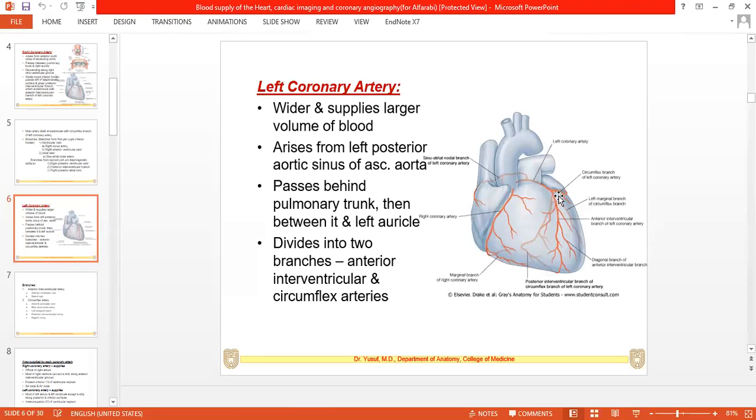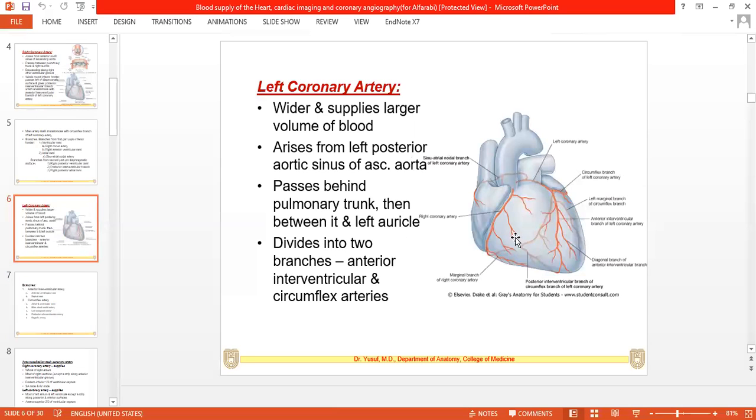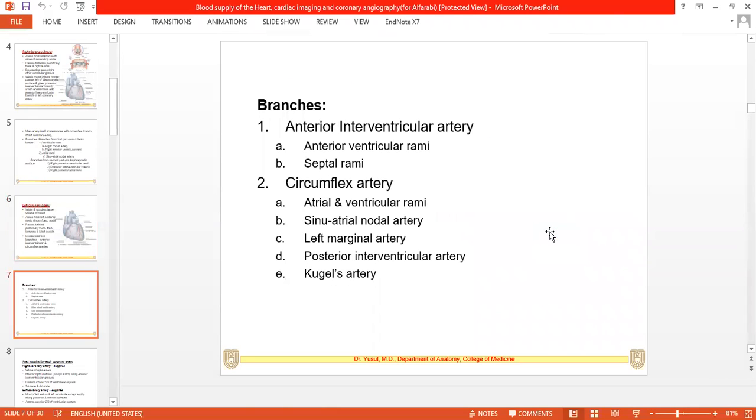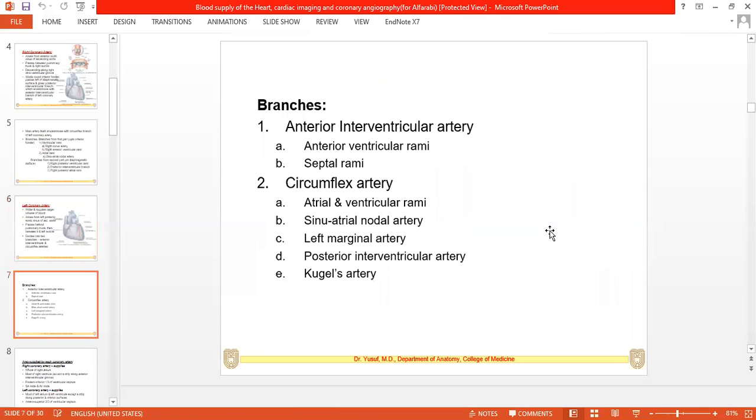Two important branches. The anterior interventricular branch will be giving anterior ventricular rami, a lot of branches here. These are called the anterior ventricular rami as well as septal rami. One of the branches will go as the septal rami. One of the important branches from the anterior interventricular branch is also the diagonal branch. Diagonal branch as well as some will go to the interventricular septum. So these are called the septal rami.